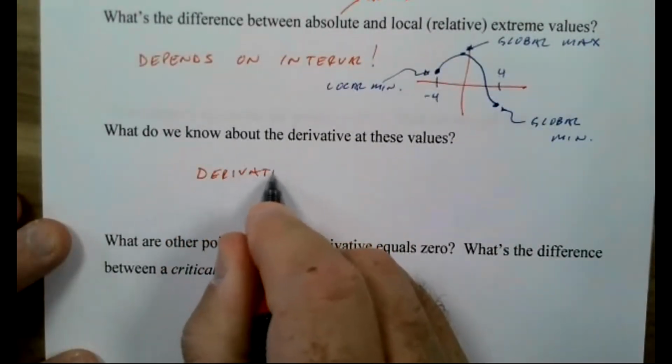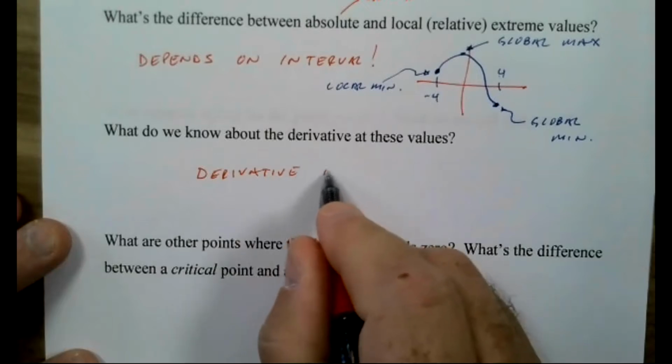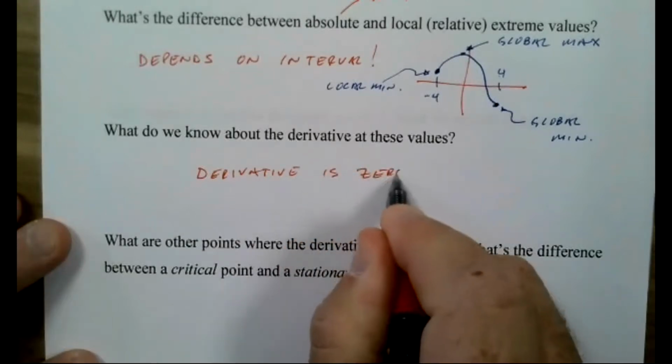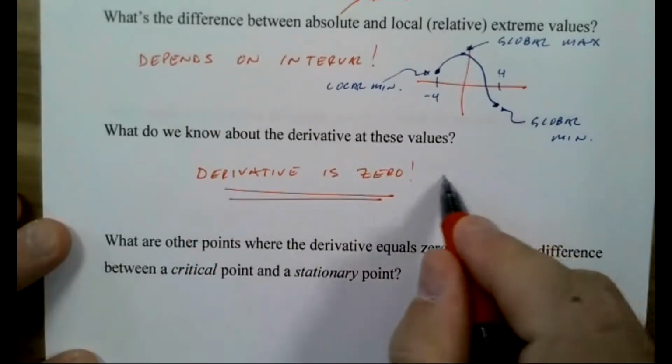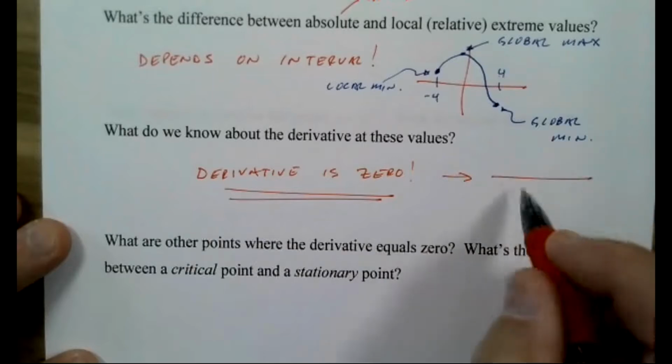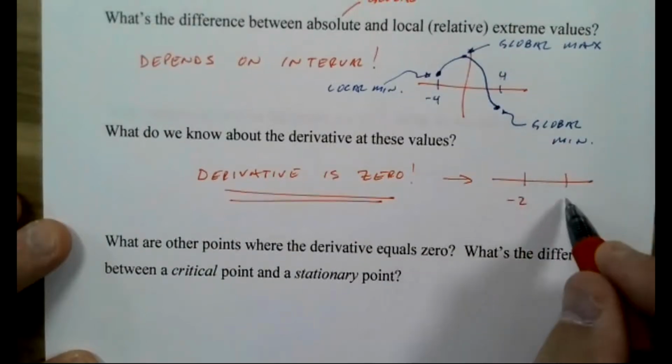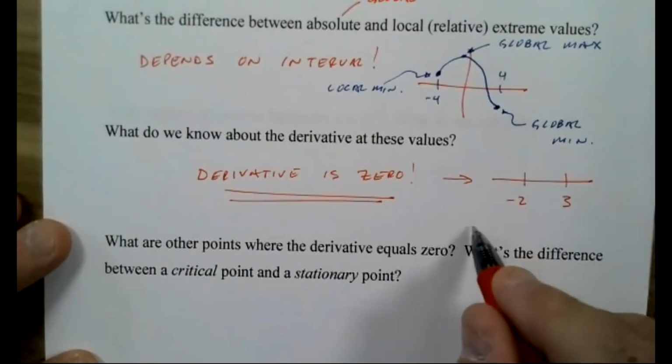The tangent line slope is 0. Derivative is 0. So we're going to do this thing where we find derivatives, we find the zeros, we say, hey, there's zeros at -2 and 3. This is an example.